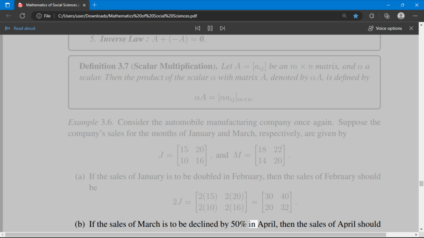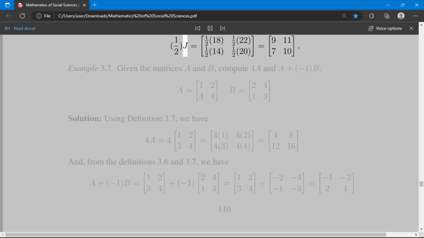B. If the sales of March is to be declined by 50% in April, then the sales of April should be one half M equals one half times 18, one half times 22, one half times 14, one half times 20, equals 9, 11, 7, 10.